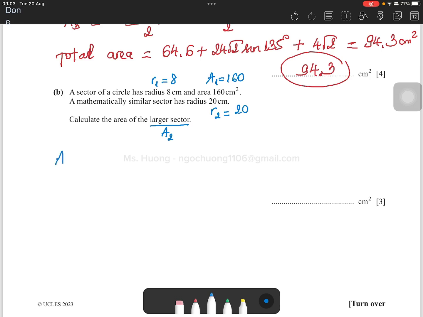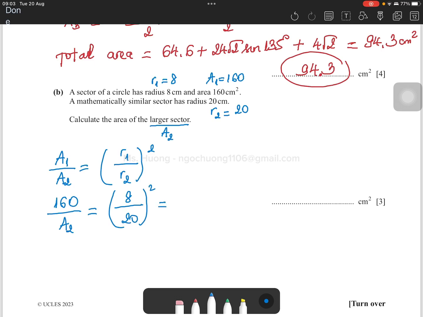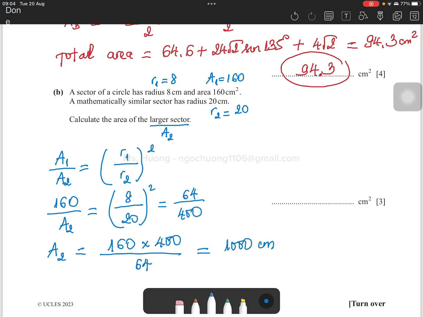We know that the ratio of the area is equal to the square of the ratio of the length. In this case, that is the ratio of the radius. So A1 is 160, A2 is what we want to find, and the ratio of the radius is 8 over 20. 8 squared is 64, 20 squared is 400. So A2 is equal to 160 multiplied by 400, then we divide it by 64. So the answer is 1000 square centimeters.